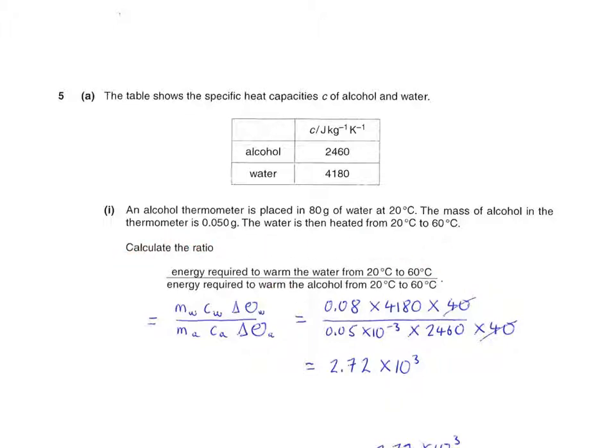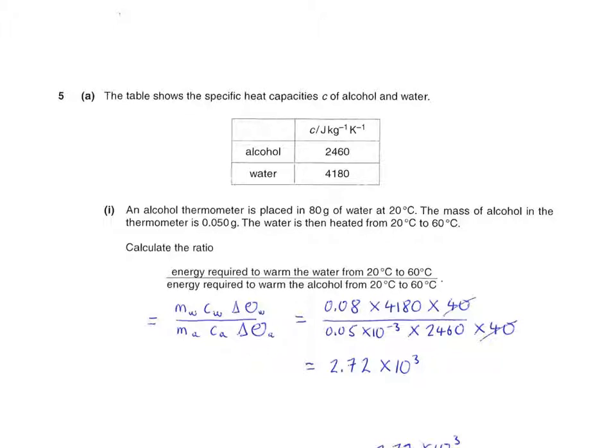So we've got 0.8 kilograms of water with 4180 times a temperature change of 40, and for the alcohol in the thermometer we've got 0.05 times 10 to the minus 3, 0.05 grams, so just be careful with that, times 2460, again times 40. Now just in terms of doing the sum, we may as well just cancel off those 40 degrees temperature rises, and you get through to the ratio fairly straightforwardly. 2.7 times 10 to the 3.